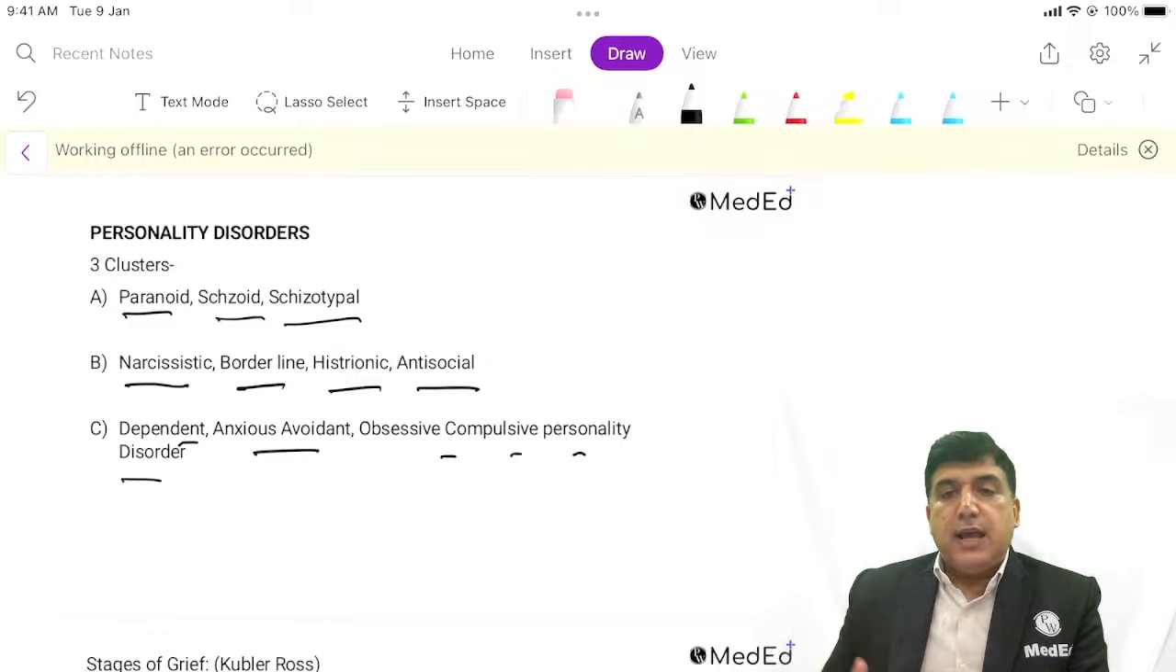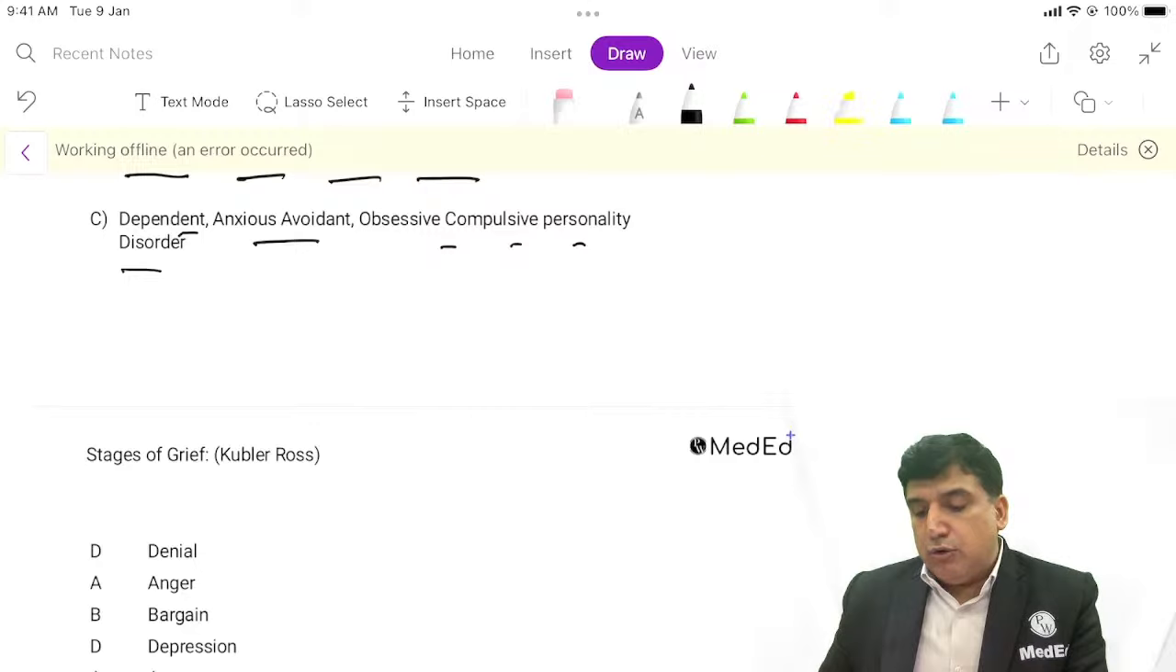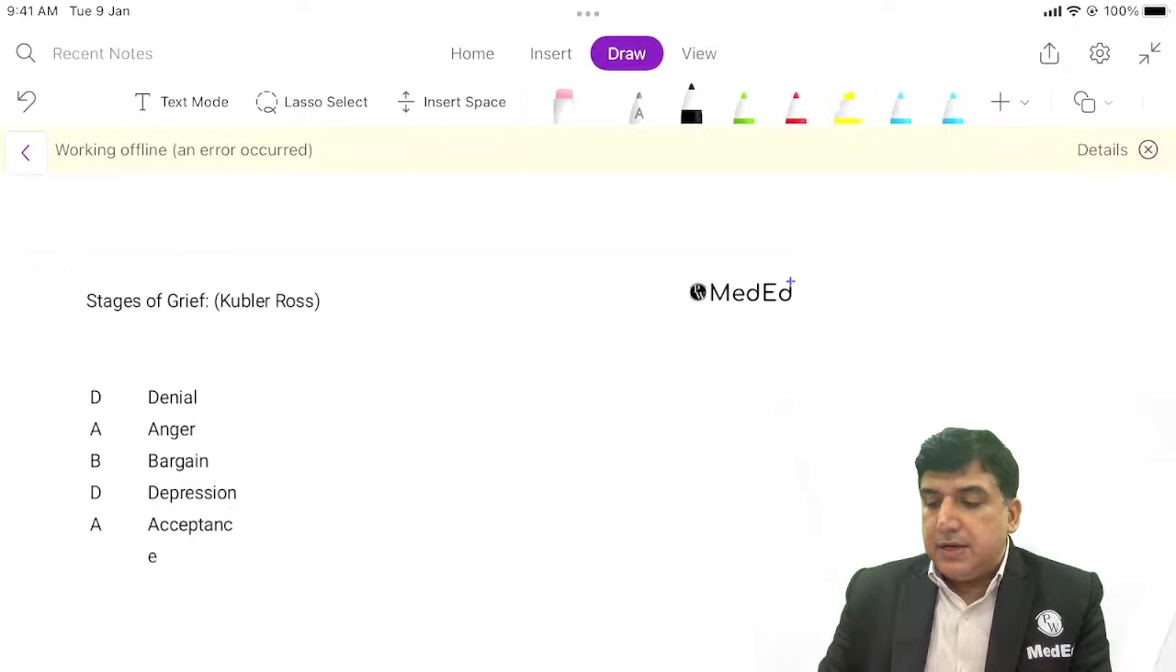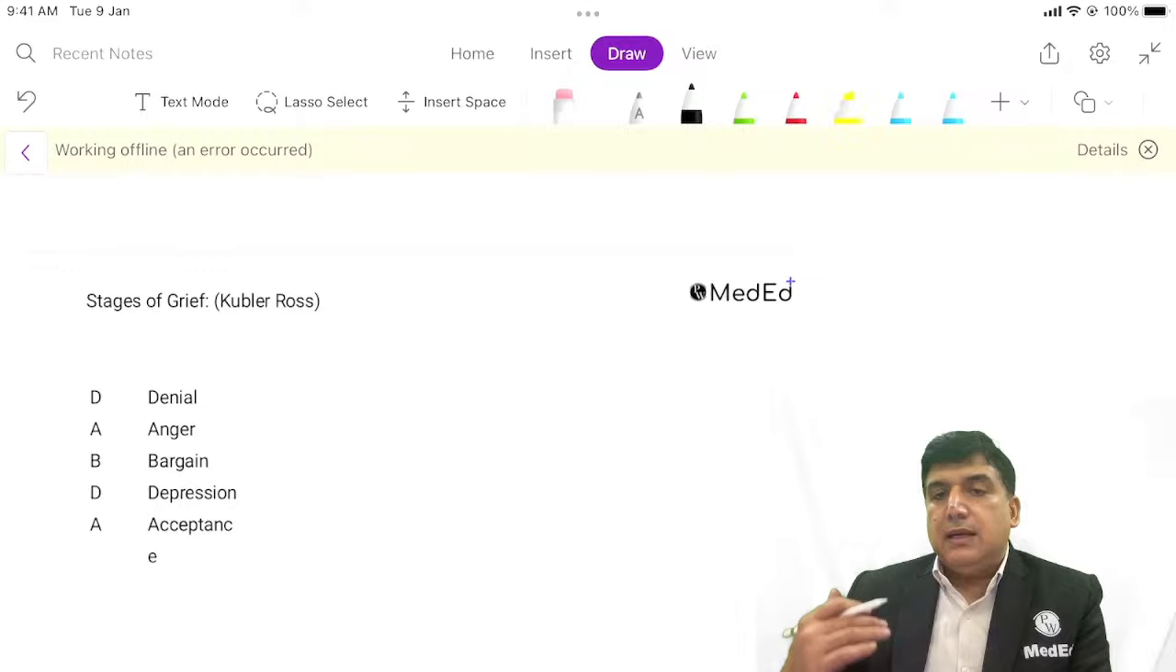Okay, and the stages of grief given by Kubler-Ross, DABDA: denial, anger, bargaining, depression and acceptance. The person initially remains in denial, then gets angry: why have you chosen me only? Then the person starts bargaining with God, why me, why not others. Then the person goes into depression and lastly he or she accepts that yes, it has happened and I have to live with it. Stages of grief given by Kubler-Ross.